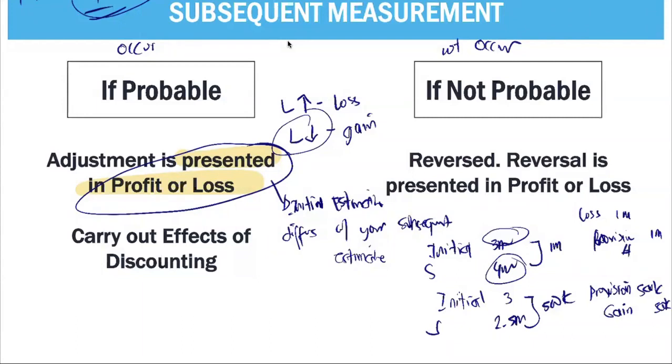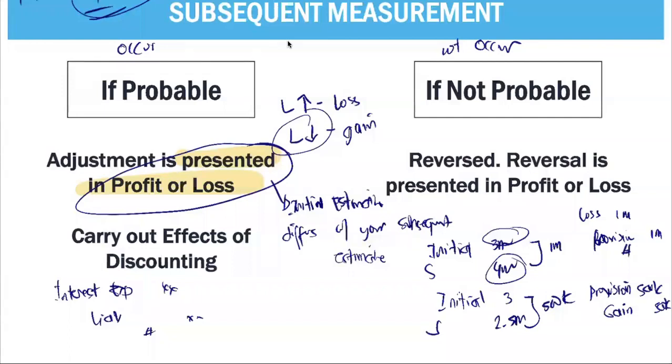Okay? So in your adjustment, you just need to know whether the estimate changed. By looking into your estimate change, the liability may increase or decrease. If the liability increased, we have a loss. If the liability will decrease, we have a gain. Further, we said that there might be a measurement using present value. If you measured it using present value, you carry out the effects of discounting, normally by debiting interest expense and crediting a liability. That is if it is probable.